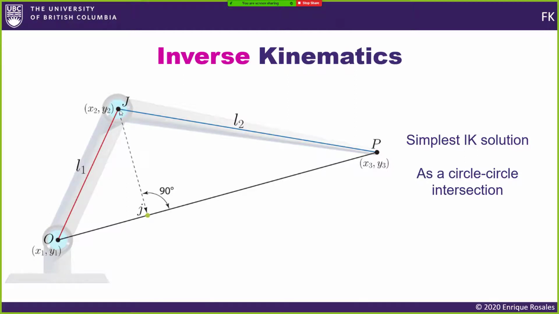So Paul is asking, the radius of the circle is the length of the arm? Yes, it's the length of the link. We usually call them links, but yes, you can also call them arms, of course.